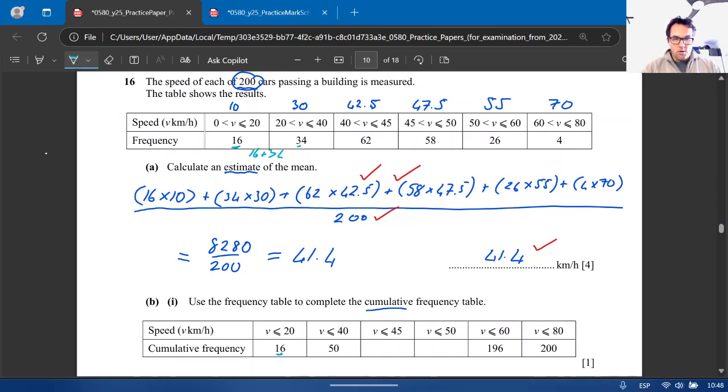So for the next group, we need to add the 62. So we need 50 plus 62, which is 112. All right, 112 cars drove 45 kilometers per hour or less. Then we need to add the next one, which is 58, which will give us 120 plus 50 is 170. Then we need to add 26, and yes, 170 plus 26 is 196, so we know we got it right, and you add the 4, you get the total. All the cars were driving 80 kilometers per hour or less. Okay, that's the cumulative frequency.